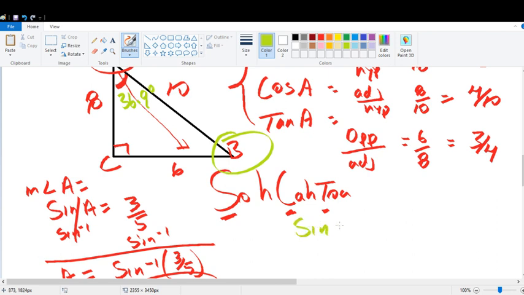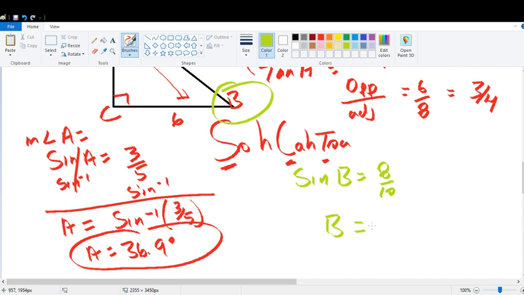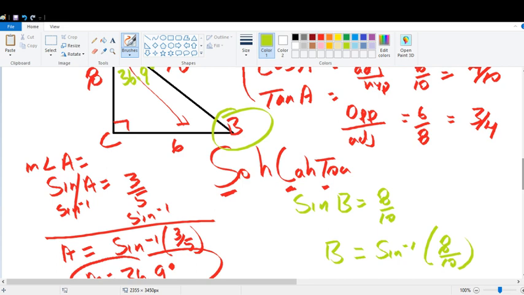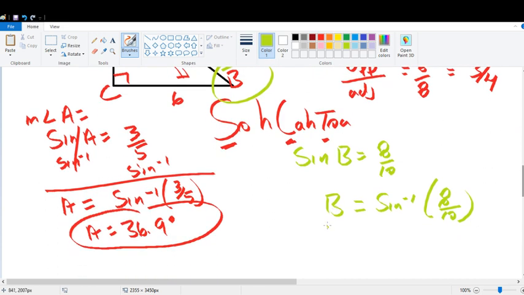So sine of B equals opposite over hypotenuse, 8 over 10. And do the same thing, do the inverse on both sides. And you will get your answer, which in this case happens to be roughly about 53.1 degrees, give or take. I just did that mentally, so 53.1 degrees, that would be B.